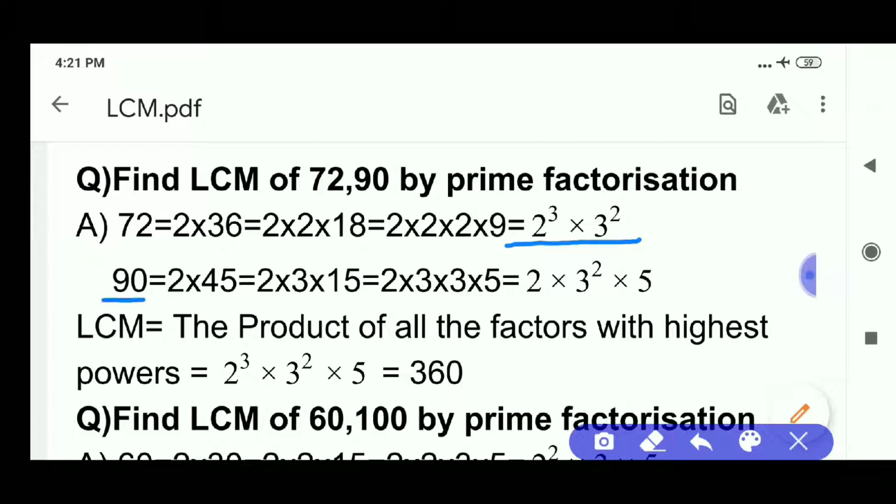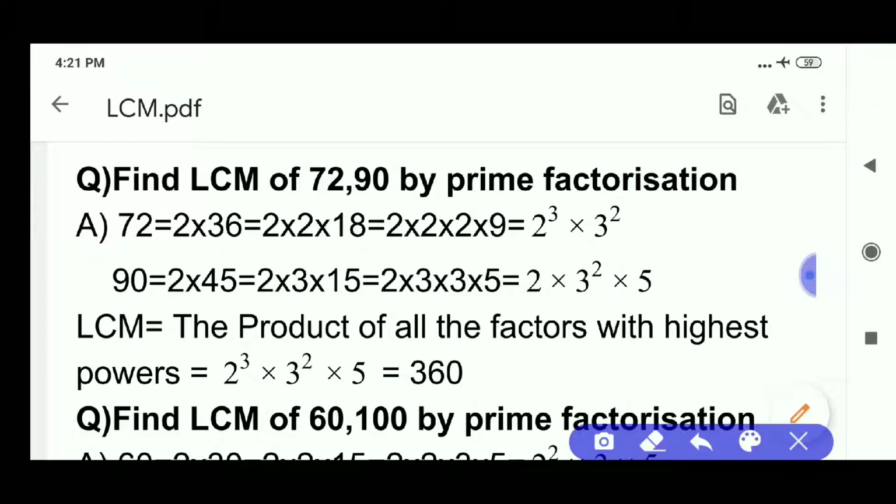Now come to 90. 90 can be written as 2 into 45. 45 is not divisible by 2. So the next prime number, 3. 3 into 15. 15 can be written as 3 into 5. Now it is 2 into 3 square into 5. Prime factorization is finished. Now LCM.